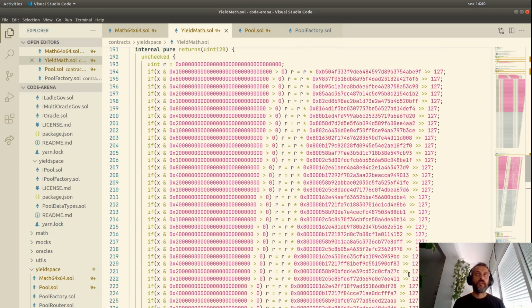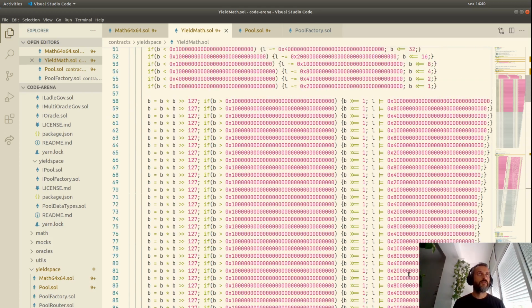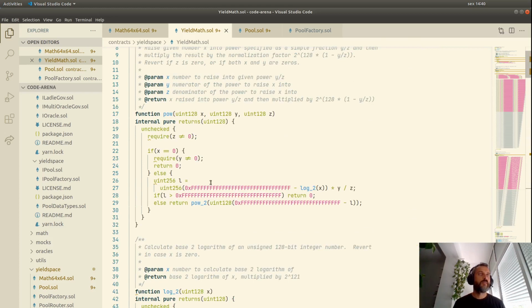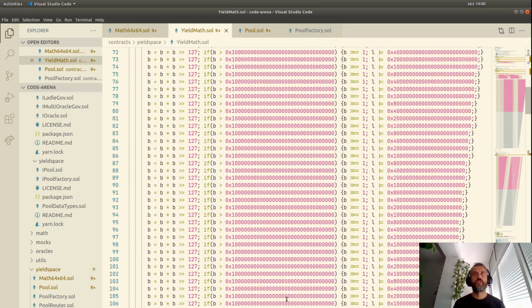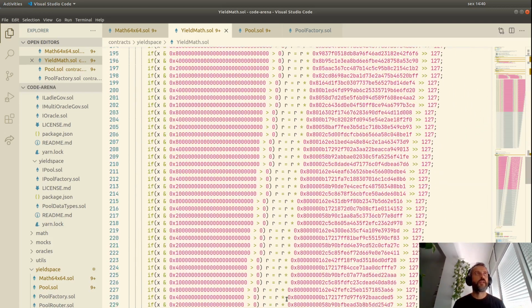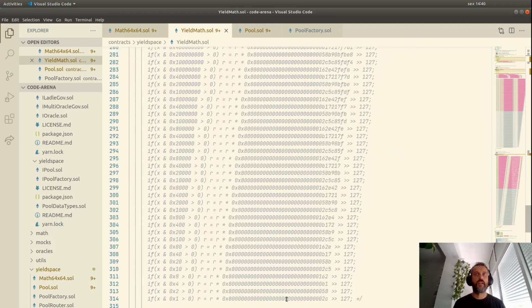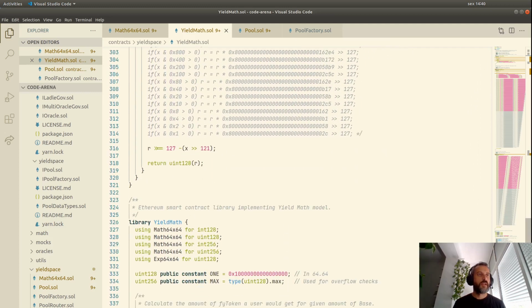That's what you get in exp6464, plus a generalized power function using the previous two. And then with this math function here, you get the actual YieldMath library, which is where the formulas for the invariant for the automated market maker are implemented.